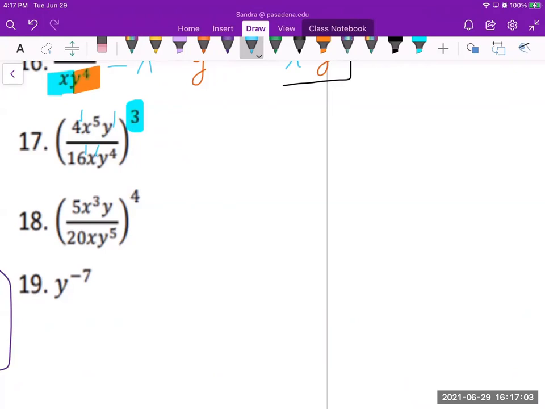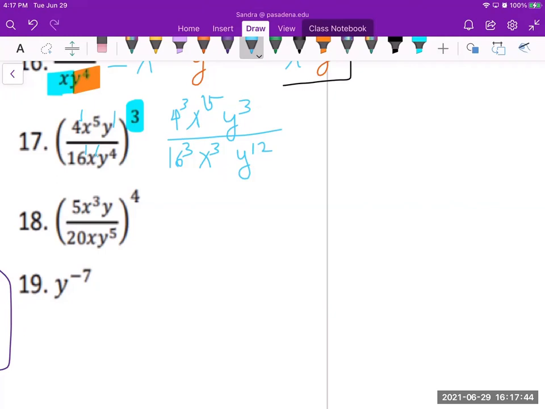So with that in mind, this is going to be 4 to the third power, x, when you multiply 5 times 3, that will be 15, y to the third power over 16 to the third power, x to the third power, y to the 12th power. You're multiplying by that 3 that is highlighted in blue. Now I made one simple mistake, but not a huge issue. You could have simplified the parentheses before distributing the 3, but it's okay.